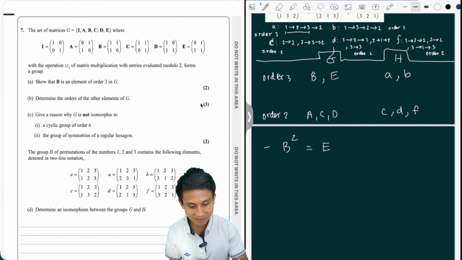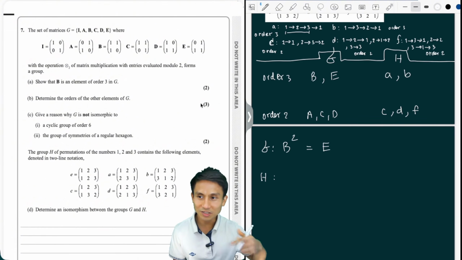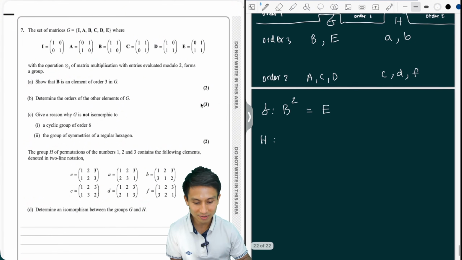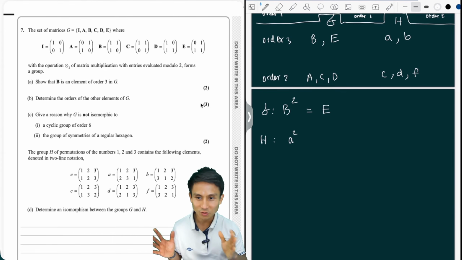Okay, so this is in G, right? B squared is E. So in H, is A squared B or B squared A? Well, we're just gonna do trial and error here. So let's do A squared. Now, what is A squared?